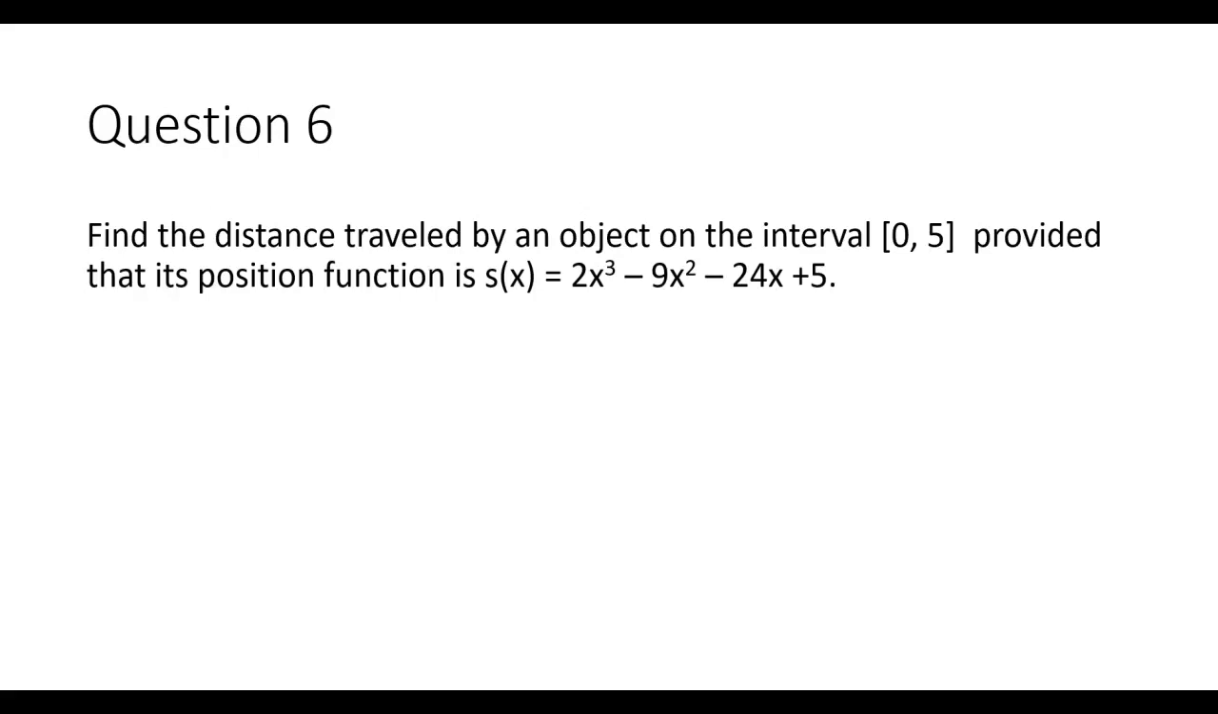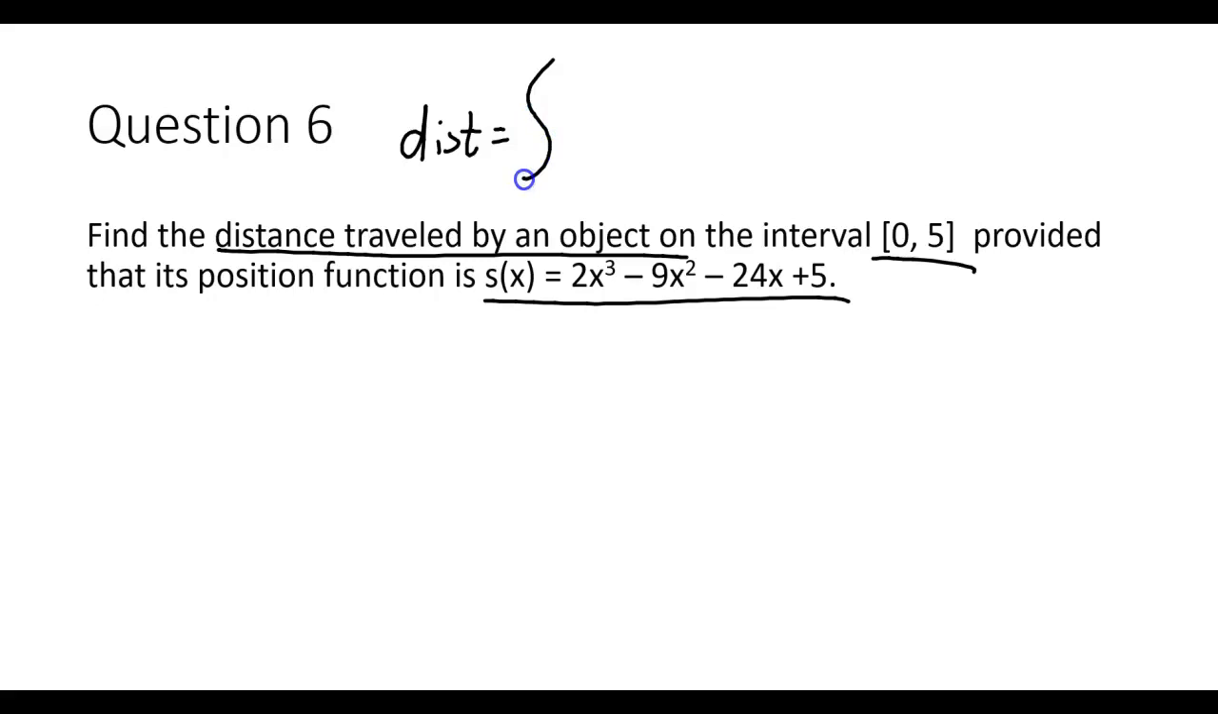All right, guys, let's go ahead and get started here then with question number 6. So we're being asked to find the distance traveled by an object on the interval from 0 to 5, and they give us the position function. Now, the distance of an object can be found by taking the integral of the absolute value of the velocity.